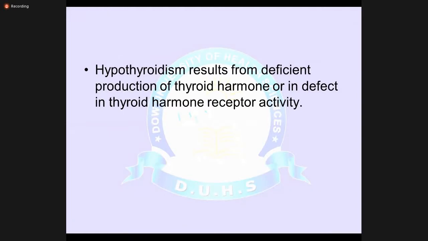So hypothyroidism results from deficient production of thyroid hormone or in defect in thyroid hormone receptor activity, meaning that the thyroid hormone is produced properly by the thyroid gland, but when the thyroid hormone is reaching to the cellular level for its actions, there is deficiency of the receptor there, and that is why the end result, that is the action of thyroid hormone, is not visible. Hypothyroidism results from deficient production of thyroid hormone or in defect in thyroid hormone receptor activity.